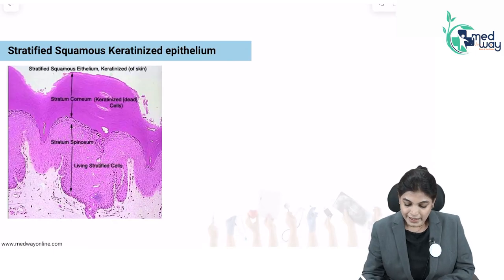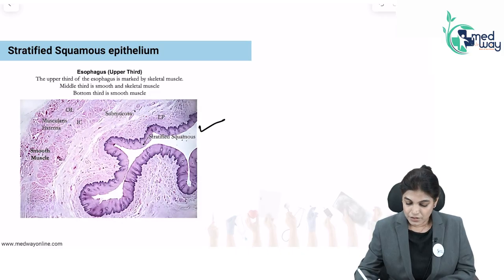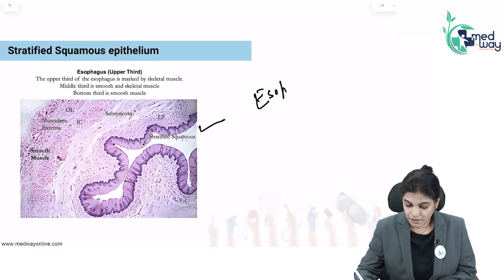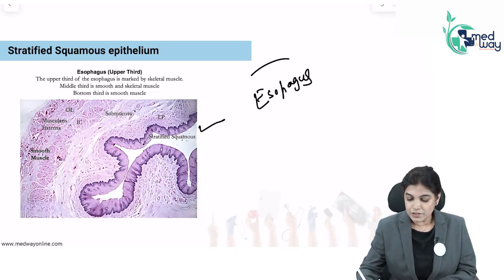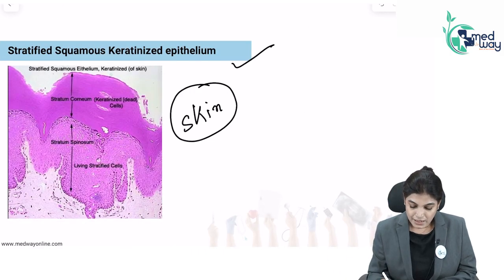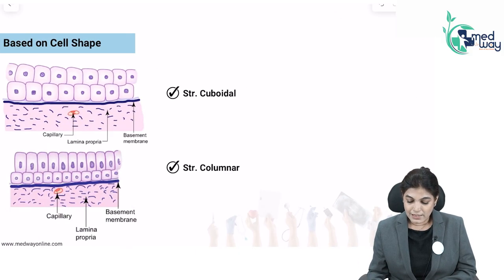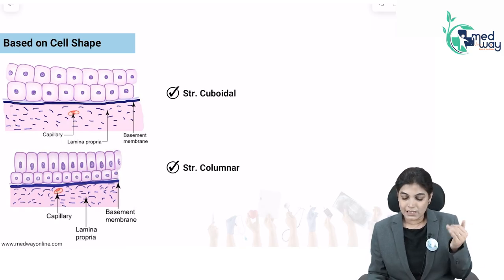Now, if I talk about keratinized, this is the slide of skin and this is the slide of esophagus. In the case of the esophagus, we have stratified squamous non-keratinized epithelium, and here you can see the keratin deposit is there and it is multiple layers. This is an example of skin. Now, based on the cell, it can be either stratified cuboidal or stratified columnar.